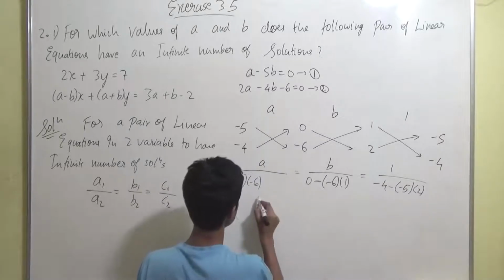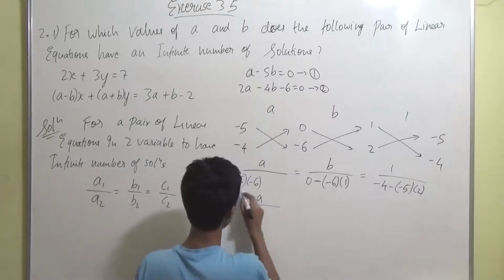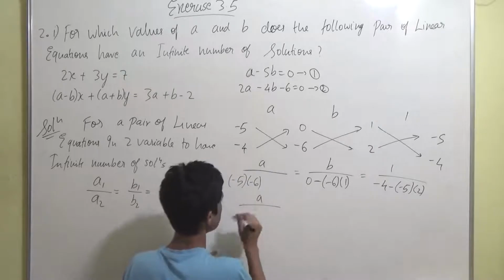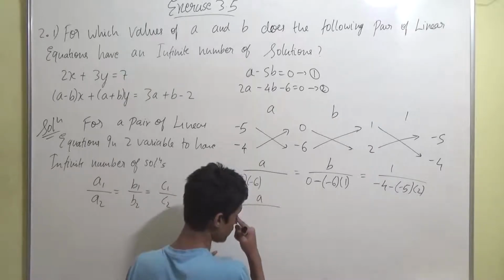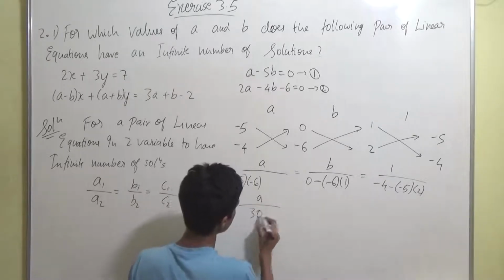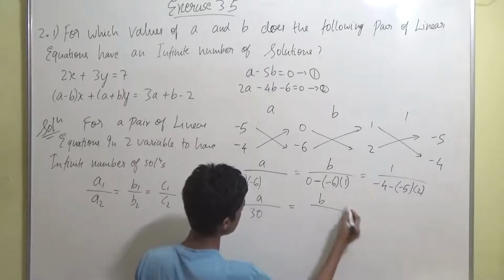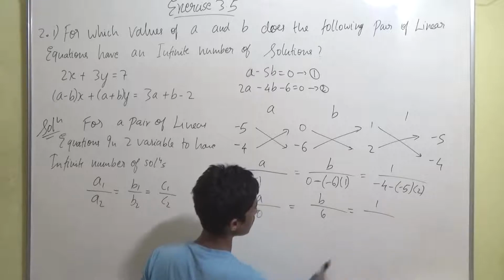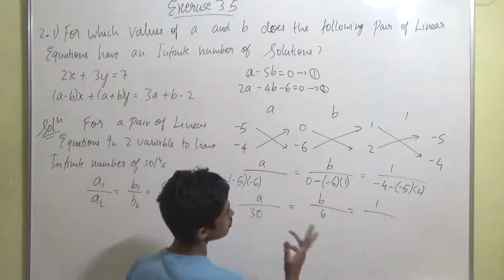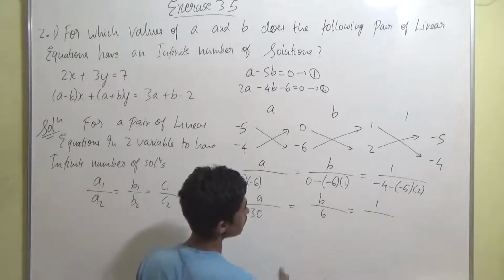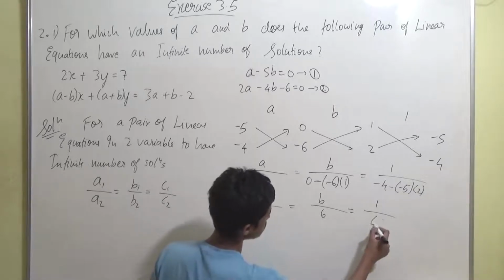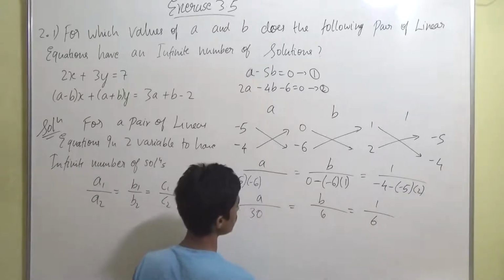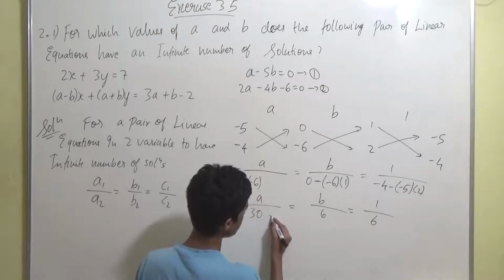Correct? Now let's write it like this. a by -5 into -6 becomes plus 5 into 6, 30, equal to b by minus into minus becomes plus, b by 6, equal to 1 by -4 minus into minus becomes plus 10, -4 plus 10 becomes 6. Now let's find the value of a and b. To find the value of a, we will compare these two.